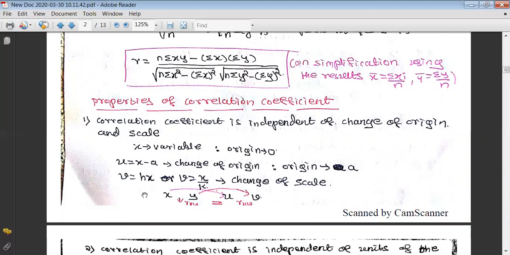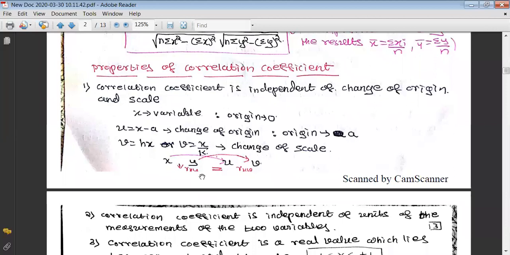Similarly, we could take the product by a non-negative quantity h, or if you take the division by a non-negative quantity k, then the result is referred to as change of scale. Suppose you go for a change of scale of the variable x to u, and change of the scale of y to v, then if you calculate the correlation coefficient between x and y, and if you calculate the correlation coefficient between u and v, they are going to be the same. Either you go for a change of origin, or a change of scale, in both cases we find that r x y equals r u v, and this property is referred to as correlation coefficient is independent of change of origin and scale, we can call it.